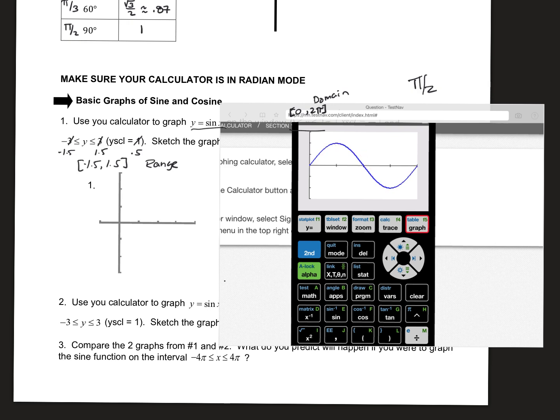So now what we're going to do is we're going to take that and we're going to graph it over here, okay? So I'm going to graph it. So you're going to label the axis, okay?